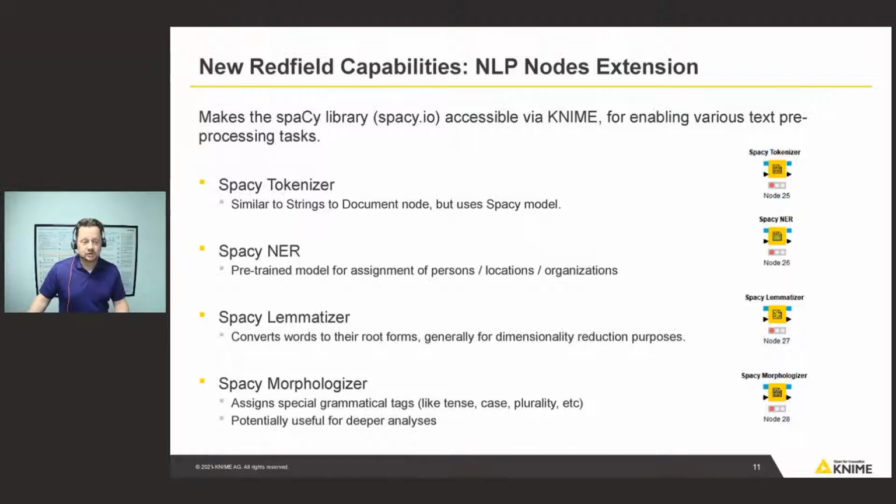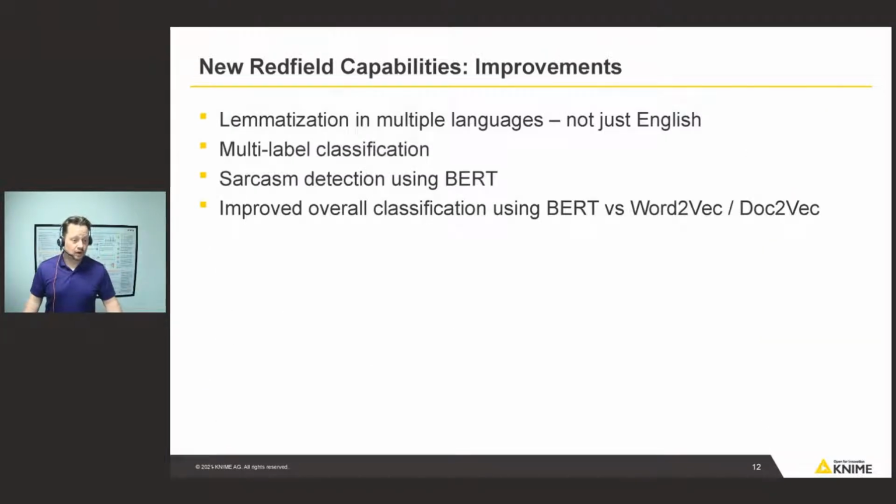The lemmatizer node will convert the words to the root forms. We talked about reducing our feature space before. This is really helpful for that. It's a state-of-the-art way to reduce those words down using spaCy, and it supports multiple languages, which is great. And then if you want to do some deeper, more grammatical analysis, you can use the spaCy morphologizer node, which is going to let you look at things like tense of verbs, cases, plurality, is something singular or plural. You can really do a deep dive using this node. Again, all of these are backed under the hood using the spaCy library and allow you to do some things that you couldn't do before using Knime nodes.